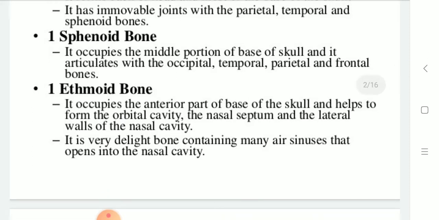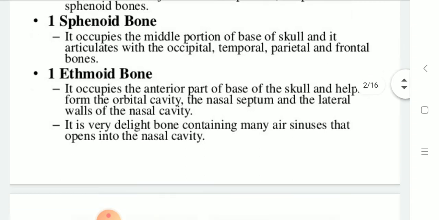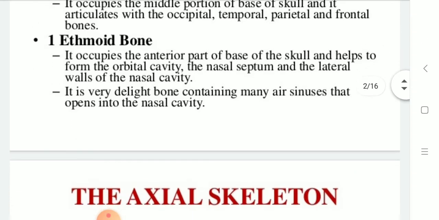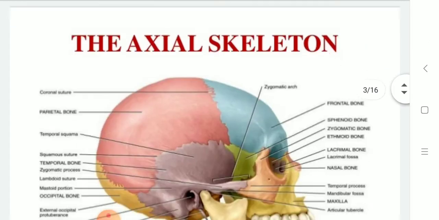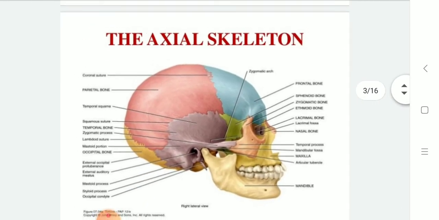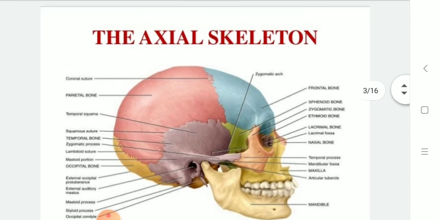Ethmoid bone. It occupies the front part of the base of the skull and helps to form the orbital cavity, the nasal septum and the lateral walls of the nasal cavity. It is a very delicate bone containing many air sinuses that open into the nasal cavity. This is a diagram of the skull.